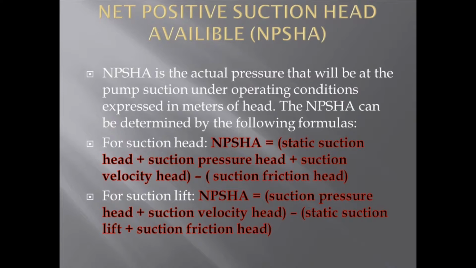For a suction head scenario, net positive suction head available equals the sum of static suction head plus suction pressure head plus suction velocity head minus suction friction head. For a suction lift scenario, net positive suction head available equals suction pressure head plus suction velocity head minus the sum of static suction lift plus suction friction head.